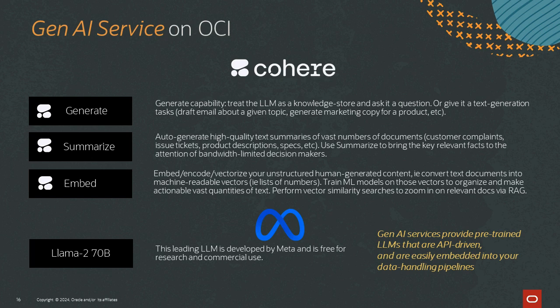But the main point is these GenAI services, they're pre-trained, they're hosted in OCI, so they're visible within your cloud tenancy, very private. So you don't have proprietary data flowing outside of the cloud into somebody else's, a third-party LLM. It's all internal to your private cloud tenancy. And these LLMs and encoders are readily embedded into your data handling pipelines. So the video walkthrough I'm going to show shortly is going to speak about using the generate and the embed functionality that comes with the GenAI service.